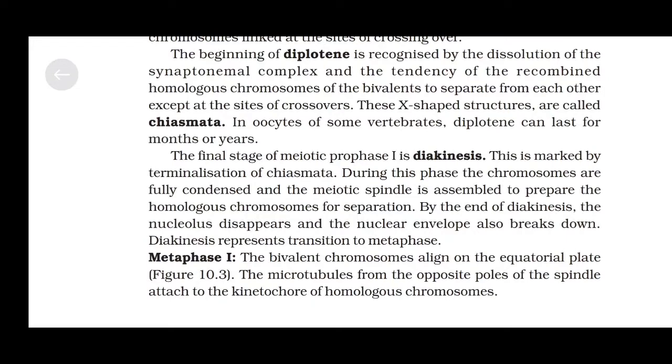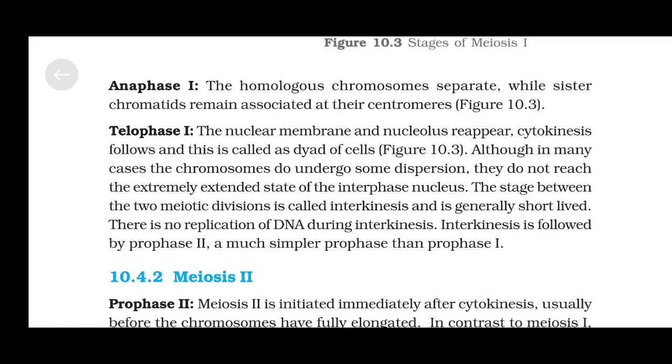Metaphase 1. The bivalent chromosomes align on the equatorial plate. The microtubules from the opposite poles of the spindle attach to kinetochores of the homologous chromosomes. Anaphase 1. The homologous chromosomes separate while sister chromatids remain associated at their centromeres.